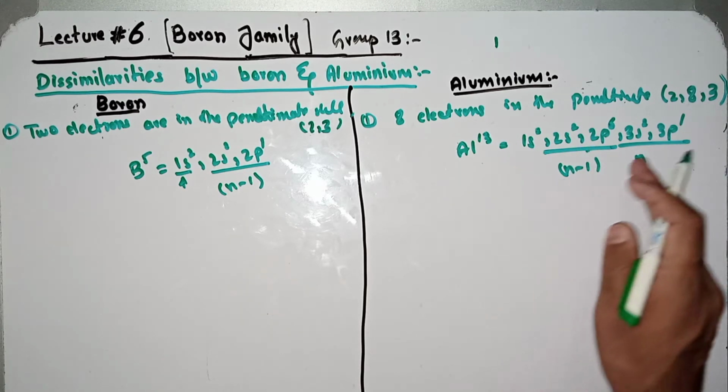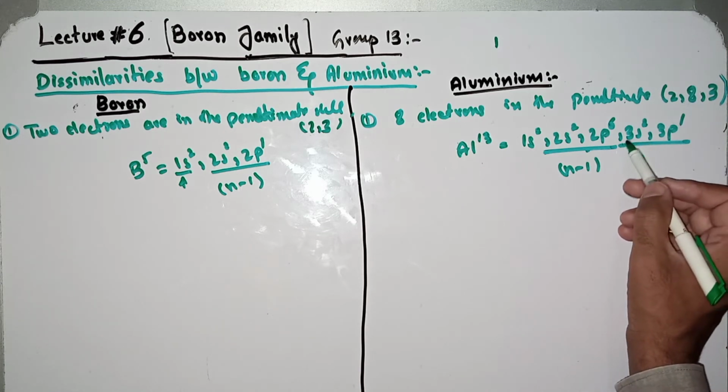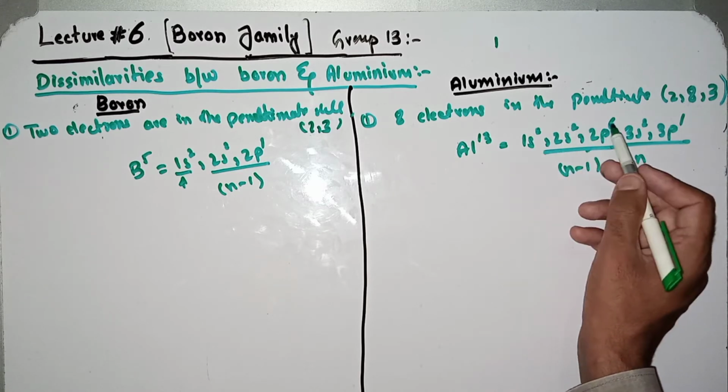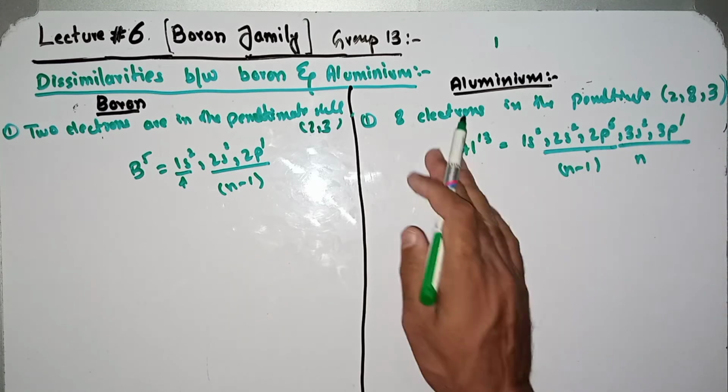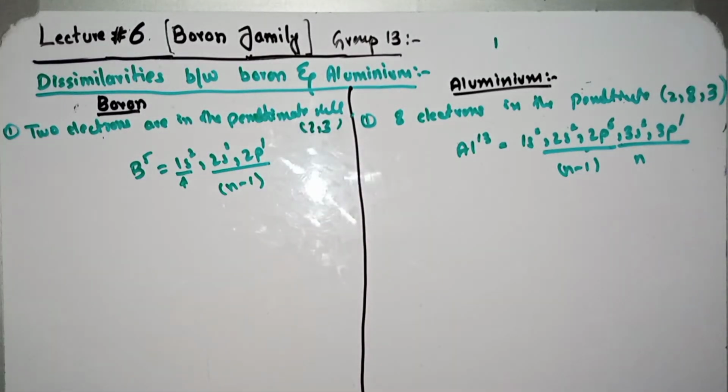The shell below the valence shell is called the penultimate shell. Here the valence shell has 3 electrons, while the penultimate shell, the second shell, has 2 plus 6, which is 8 electrons. So in aluminum, 8 electrons are present in the penultimate shell, while in boron there are 2 electrons.